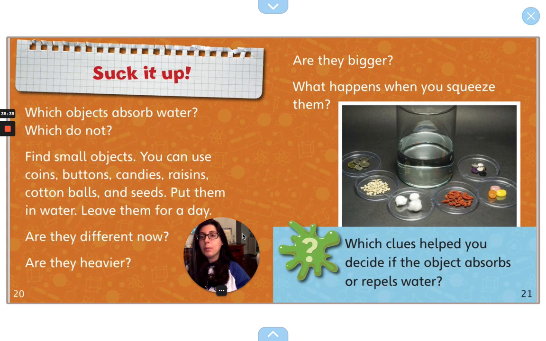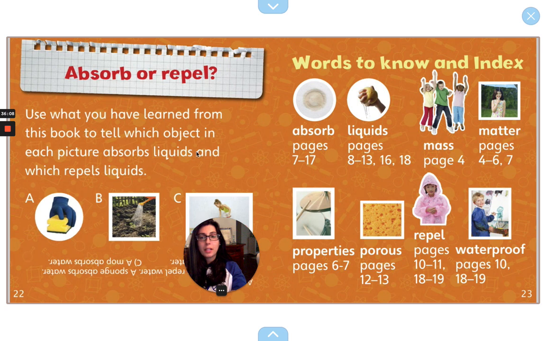Soak it up. Which objects absorb water? Which do not? Find small objects. You can use coins, buttons, candies, raisins, cotton balls, and seeds. Put them in water. Leave them for a day. Are they different now? Are they heavier? Are they bigger? What happens when you squeeze them? That's a fun activity to try. You could try that on your own. Which clues helped you decide if the object absorbs or repels water? Think about that if you do that activity.